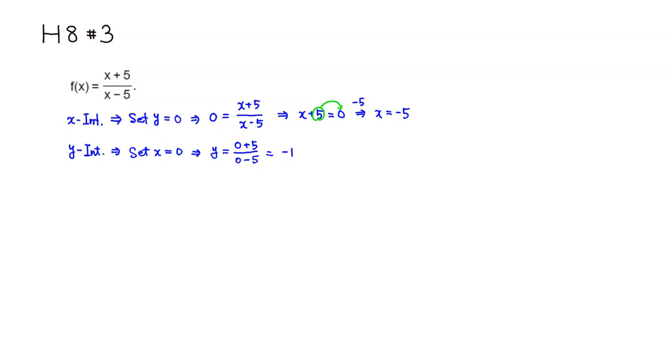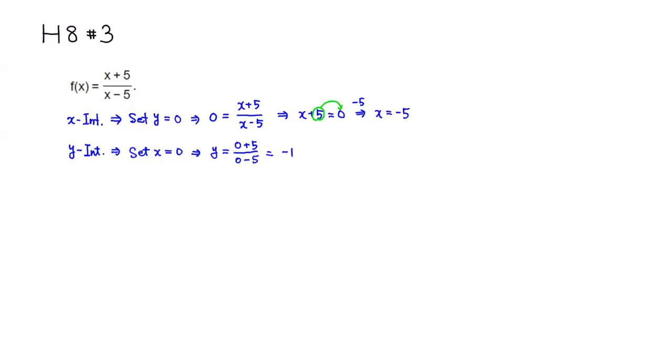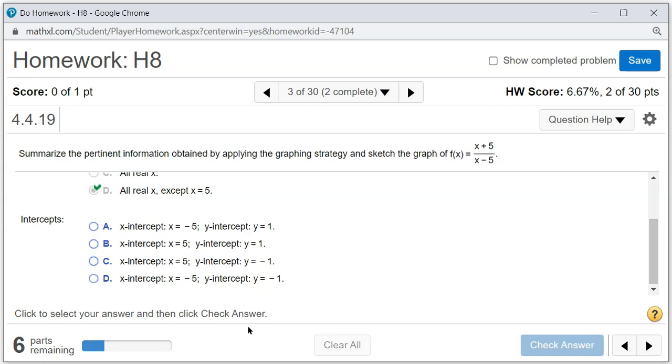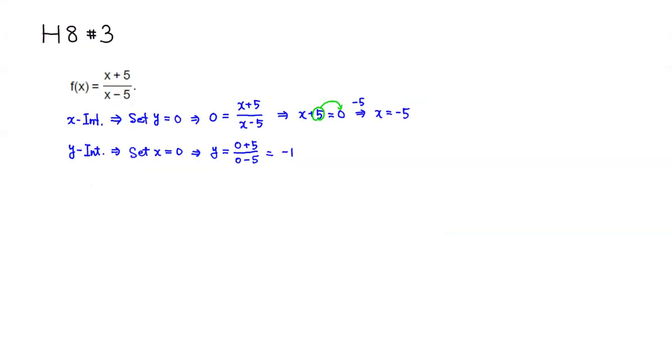So let's type it in. The x-intercept is negative 5, and the y-intercept is negative 1. So negative 5, negative 1. So D is the right answer again. Let's check the answer. All right, we got that.